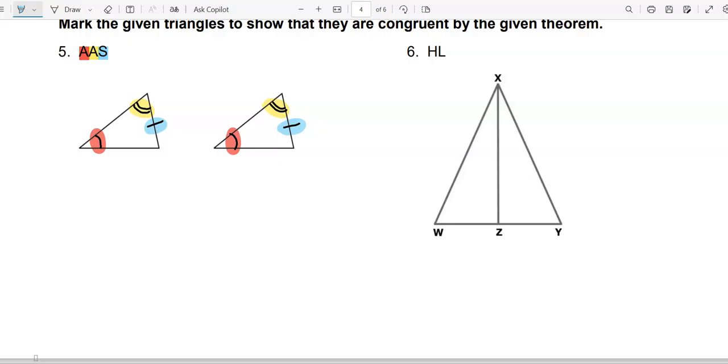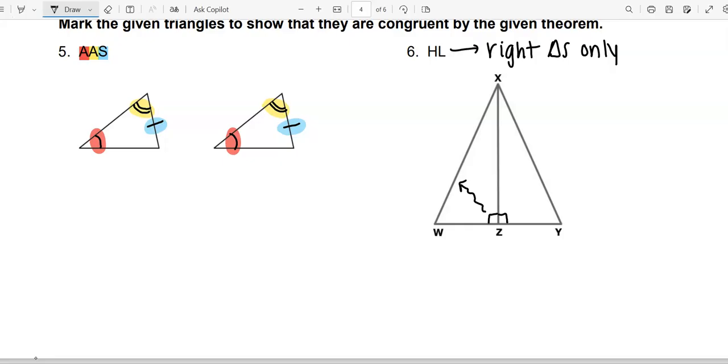Hypotenuse leg only happens with what? What's the only triangle that has a hypotenuse? Right triangles. So right triangles only. Hey, where's your right angle? They didn't give you a right angle. Where would it be? At the very middle on the bottom. So angle Z is probably that right angle right there. So name the hypotenuse for the left side triangle. W. So between W and X, that's your hypotenuse.